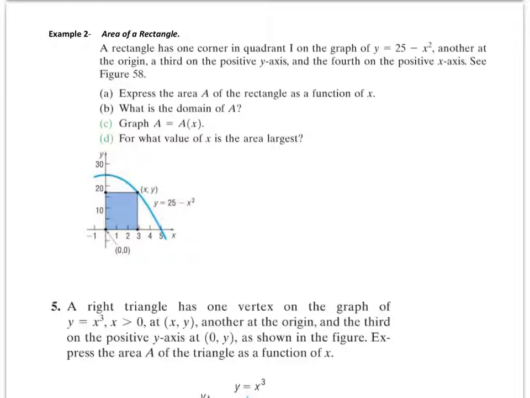A rectangle has one corner in quadrant 1 on the graph of y equals 25 minus x squared. You're probably going to need to know that and use it. That's why they give it to us, right? Then another corner is on the origin, a third is on the positive y-axis, and the fourth is on the positive x-axis. You can see our little sketch right there. Now express the area of the rectangle as a function of x. We know the area of the rectangle is simply x times y, correct? It's our x value times our y value.